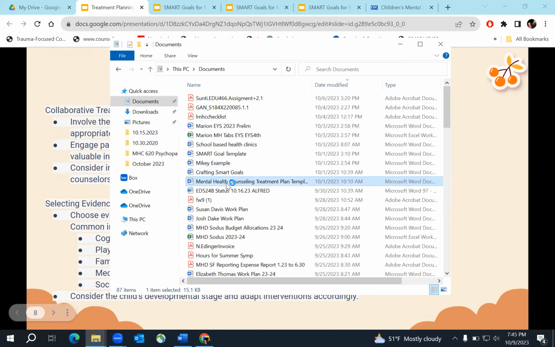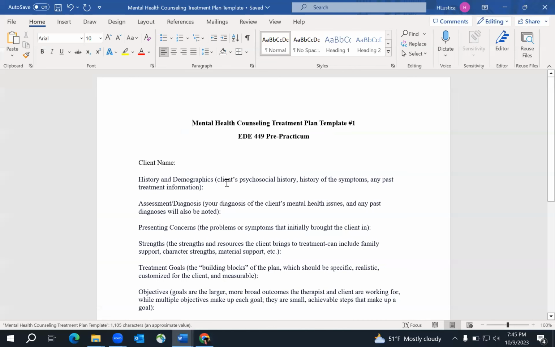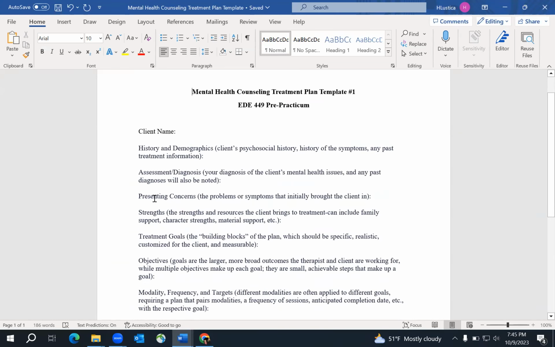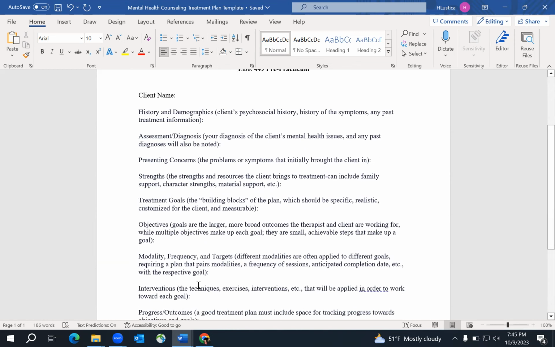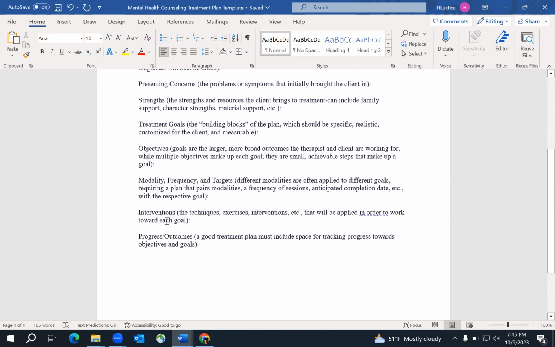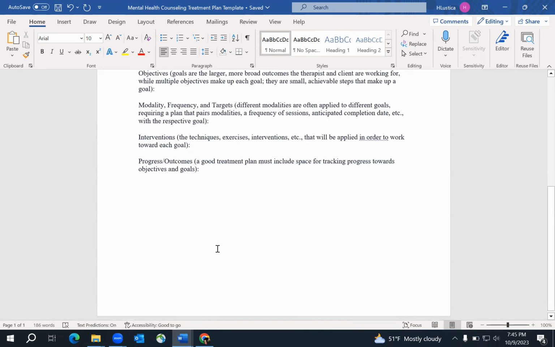So the treatment plan, which is not coming up, but it can come up here. The treatment plan is going to look the same as well. So here's your treatment plan. And this is linked into Blackboard. So your client's name, your history and demographics, assessment and diagnosis, presenting concerns, strengths. Strengths are so important. You know, just when you're talking with clients, you want to kind of sandwich everything in between their strengths. Treatment goals, objectives, modality, frequency and target, interventions, and progress and outcomes.